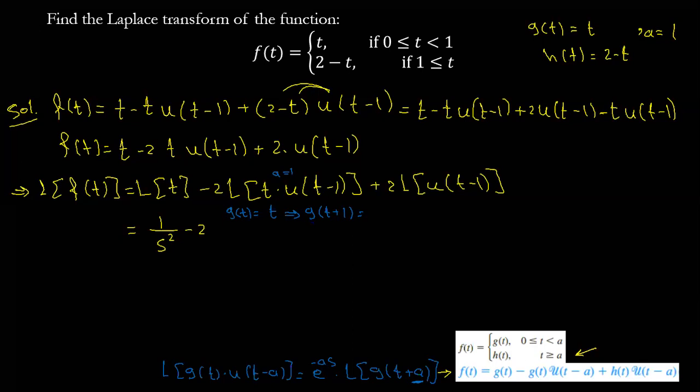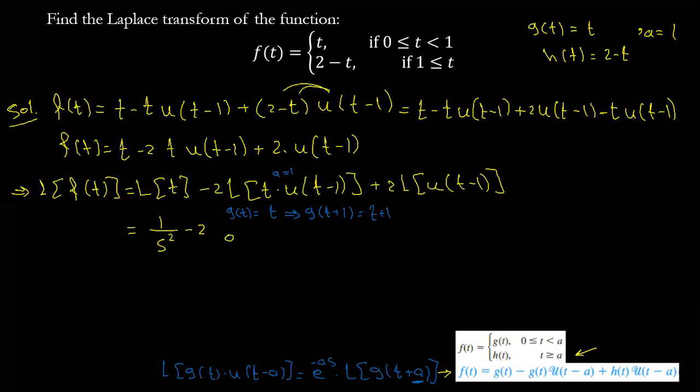My g(t + 1)? Yes, it is t plus 1. T plus 1? Yes, you are right. So now I'm going to apply the rule here. Let me go back to yellow and apply the rule. The rule said you need to multiply by the exponential.